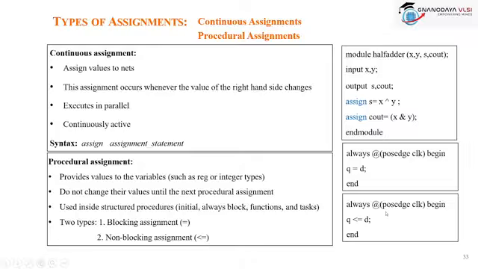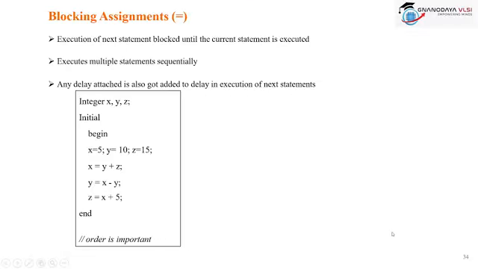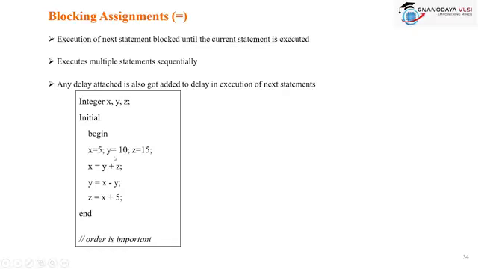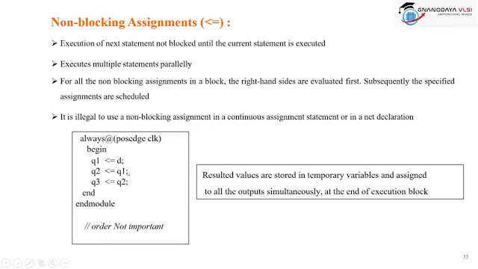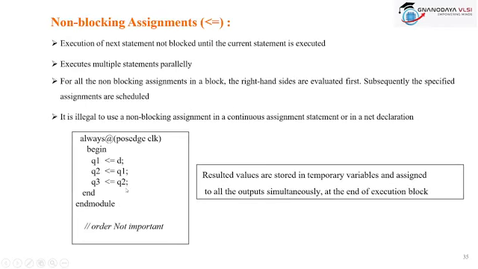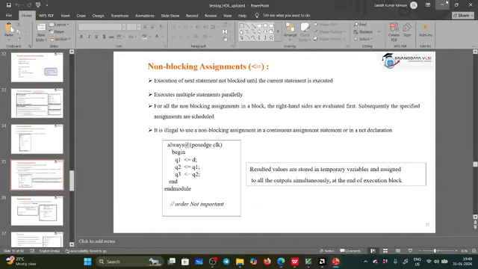See here, this is the D flip flop. Always @(posedge clock) begin Q equal to D. Q is assigned the value of D. So these are the blocking assignments. This is the example for blocking assignments. Order is important, so it will execute sequentially. Non-blocking means it will execute concurrently. So this is about behavioral modeling.